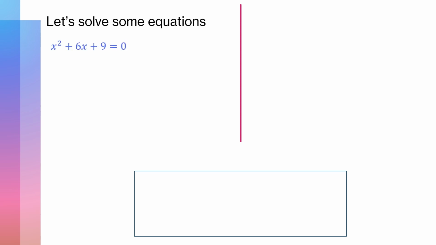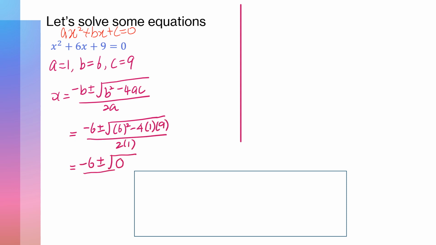For example, if you're given this equation x squared plus 6x plus 9 equals 0, we're going to use the quadratic formula to solve it. So let's compare it with the general form of a quadratic equation, which is ax squared plus bx plus c equals 0. And then you can easily write down the values for a, b, and c.